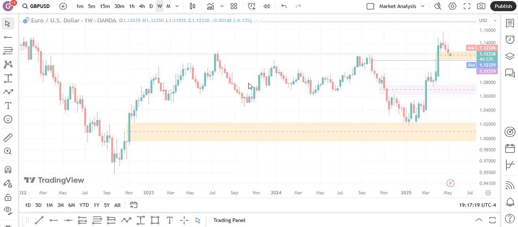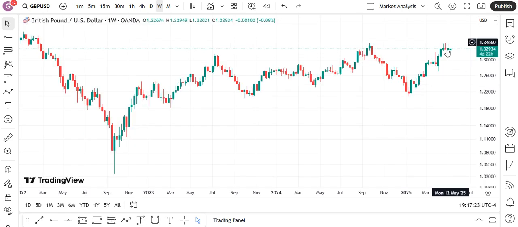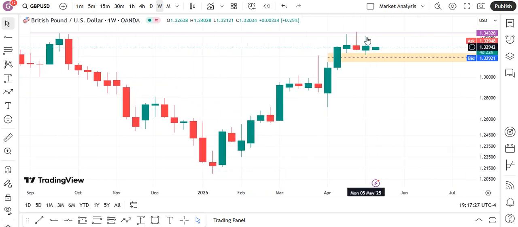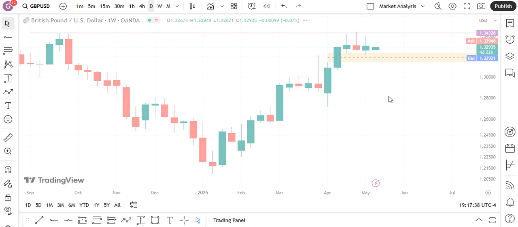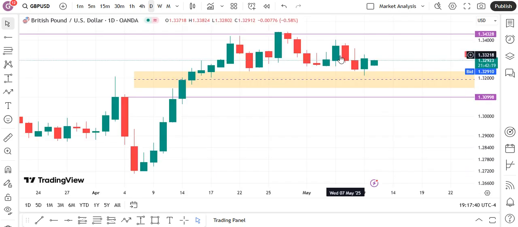GBP USD weekly time frame. We saw the movement to the downside first before it expanded bullishly on Friday, I suppose. So we want to see it go lower again one more time into this level, filling the FVG completely on weekly time frame. That's what we expect to happen on Euro and GBP USD.